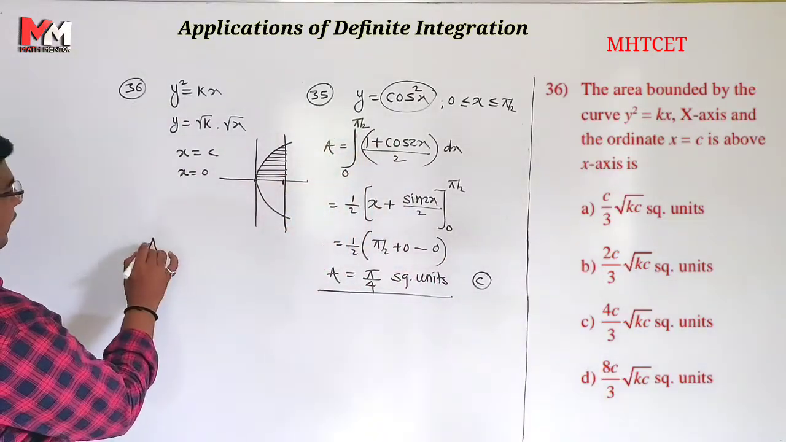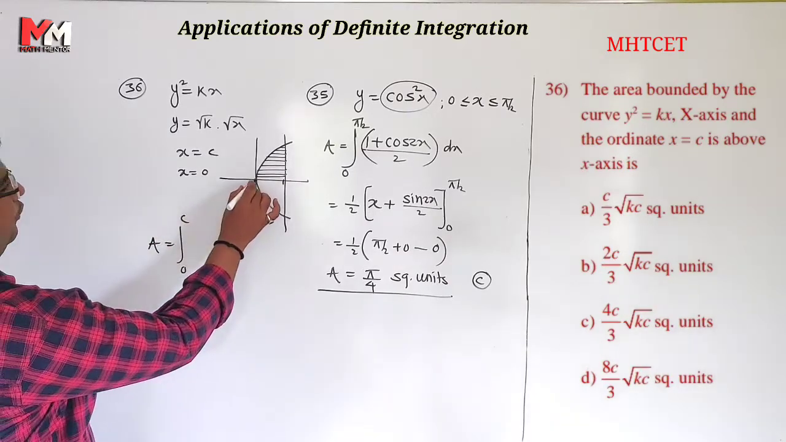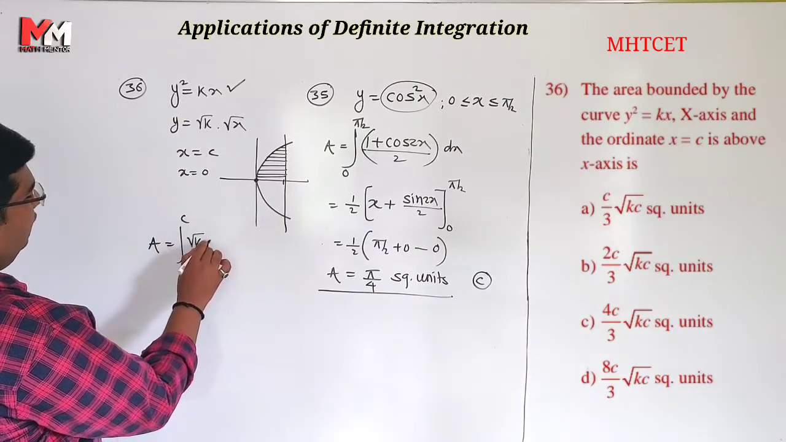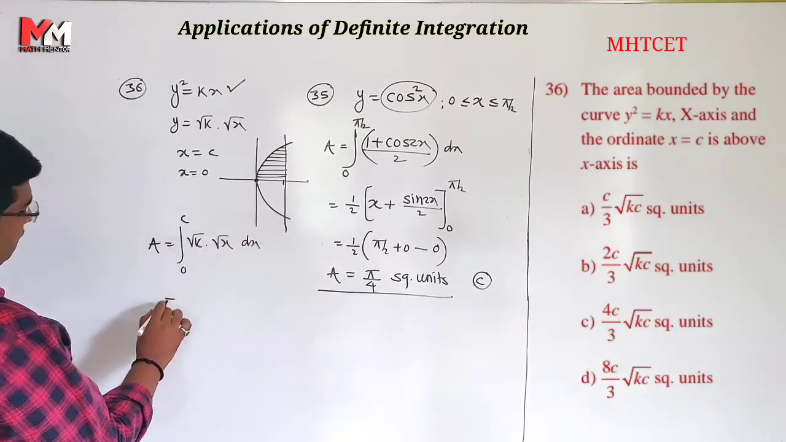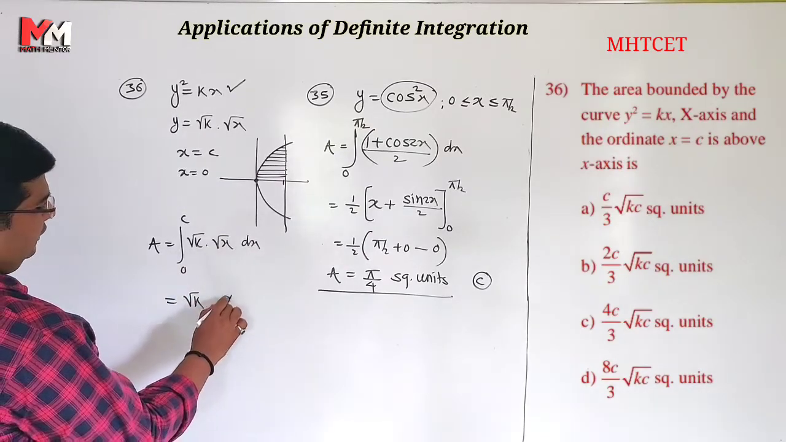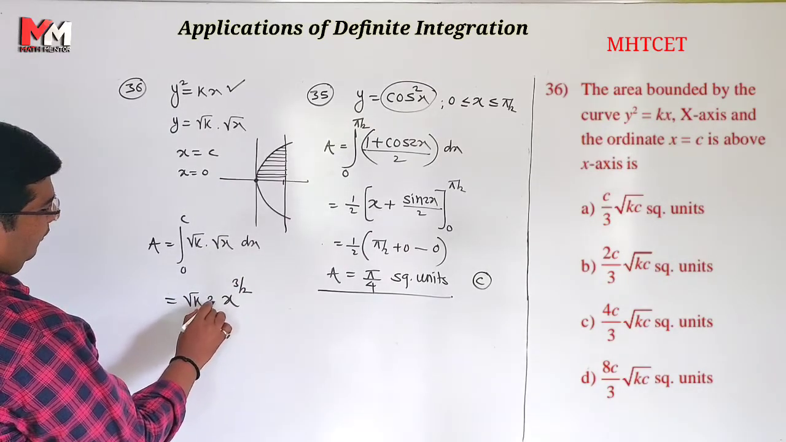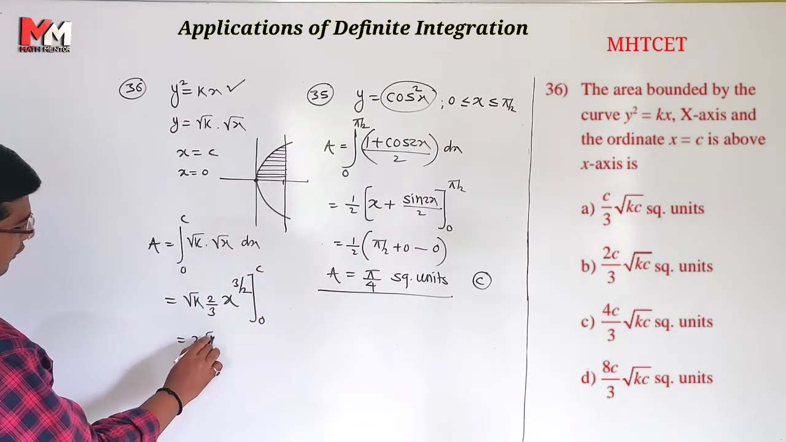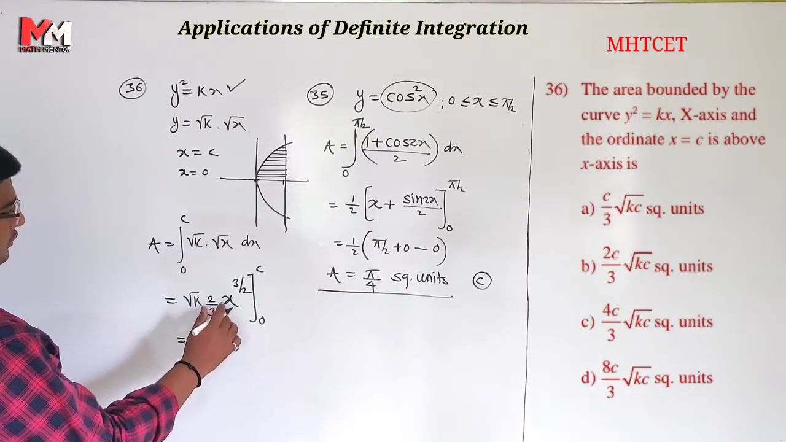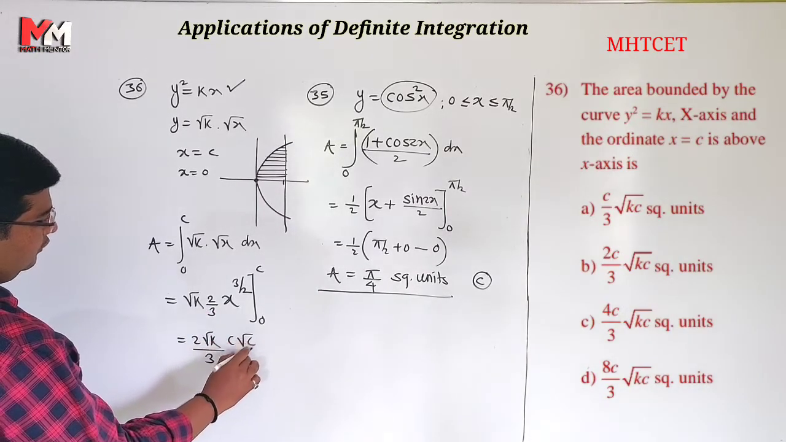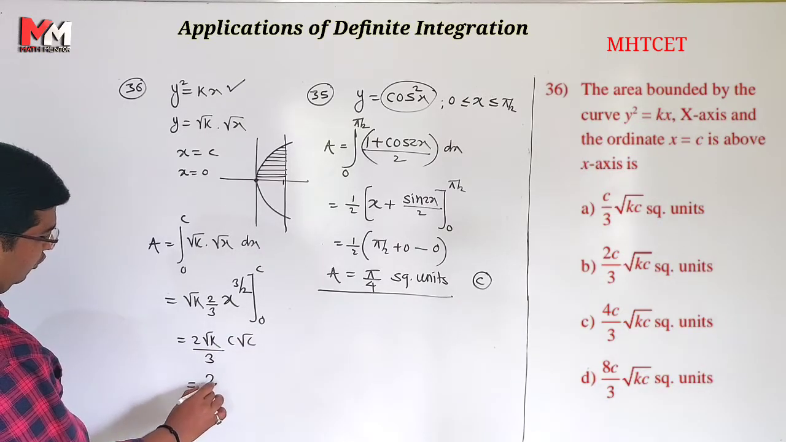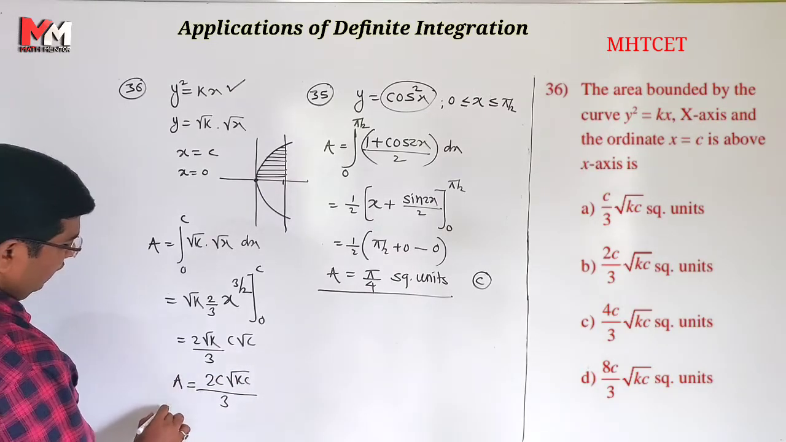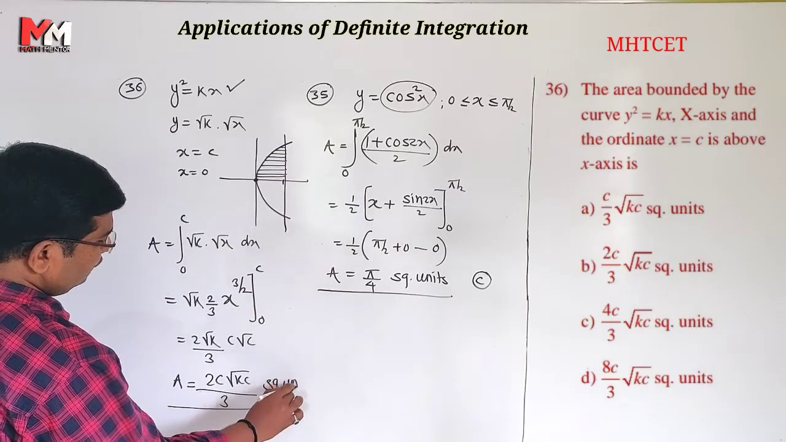So it's very clear, a is equal to integral from 0 to c. Why is it 0? Because this is the standard parabola whose vertex is at the origin. So root k into root x dx. Root k as it is, integration of root x is x raised to 3 by 2 upon 3 by 2, from 0 to c. So 2 root k by 3 times c raised to 3 by 2, that is c root c, minus 0. So the answer is 2c root kc divided by 3. This is the area in square units.